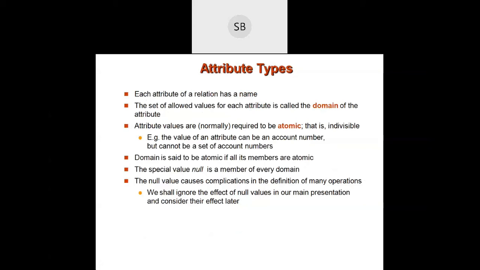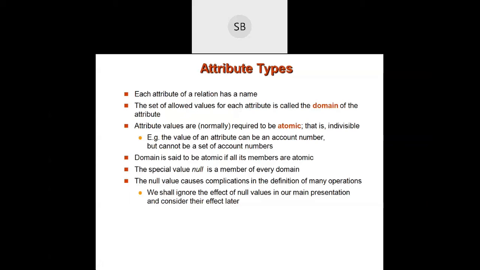What are the attribute types? Each attribute of a relation has a name. The set of all allowed values for each attribute is called the domain of the attribute. A domain is basically required to be atomic. So attribute values are also required to be atomic, that is, individual. Atomic means it is a scalar, not repeated or duplicated.